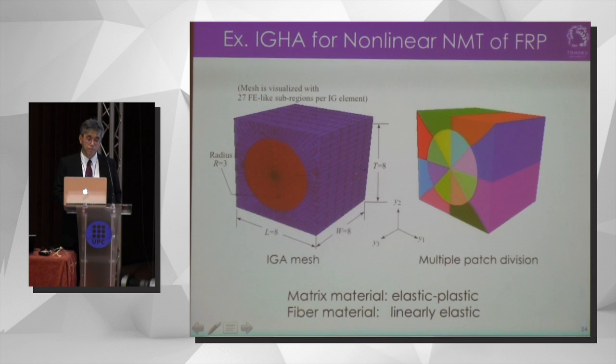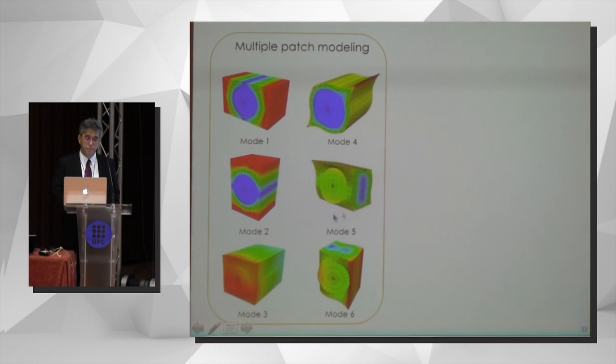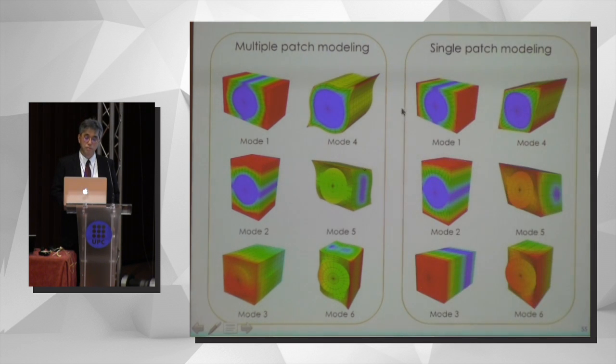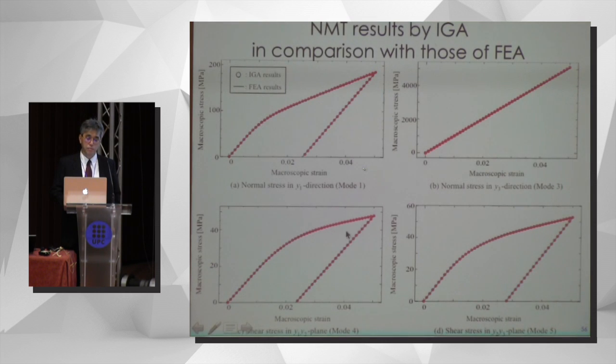Okay, this is the last example, isogeometric analysis for a nonlinear material numerical model. This is the isogeometric mesh with elastoplastic matrix material and linear elastic fiber. This is the patch division. Here is the numerical material test result with multiple patch modeling. In order to demonstrate the performance of this multiple patch modeling, I also conducted the numerical material test with single patch modeling. As you can see, we don't have the appropriate shear deformation in the cell in this modeling. Okay, this is the macroscopic response by the isogeometric homogenization analysis.